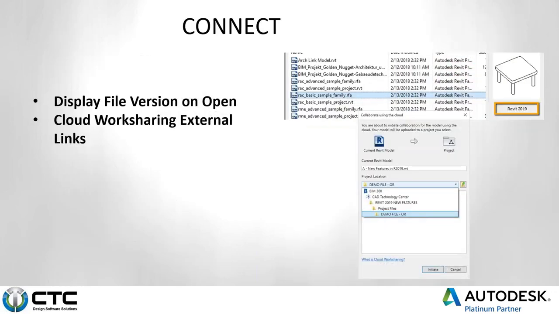And then connect. A couple of things here: you have the ability to see, when opening a file, either a family or an RVT, which is a project, under the preview image, the version of that item when it was created. And some improvement on cloud work sharing as well.